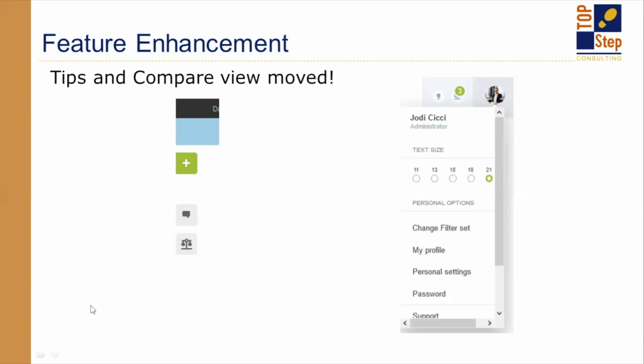And the tips area turns into a little idea icon. If you need to do like modify form permissions and stuff, that shows up there. And then the compare view also shows up right next to it.